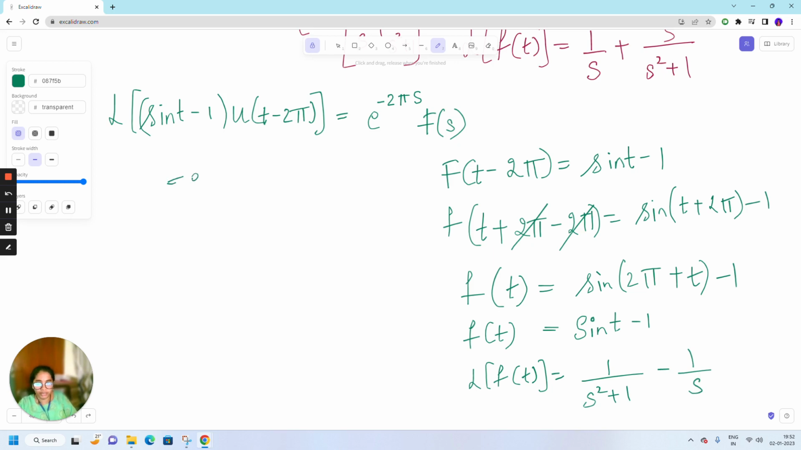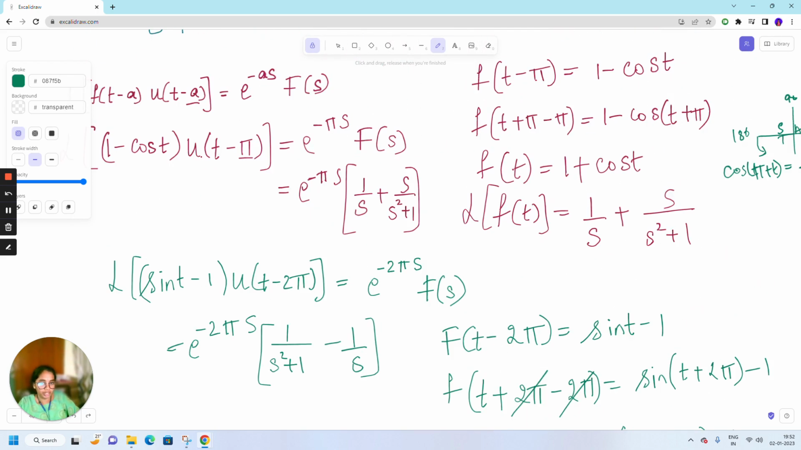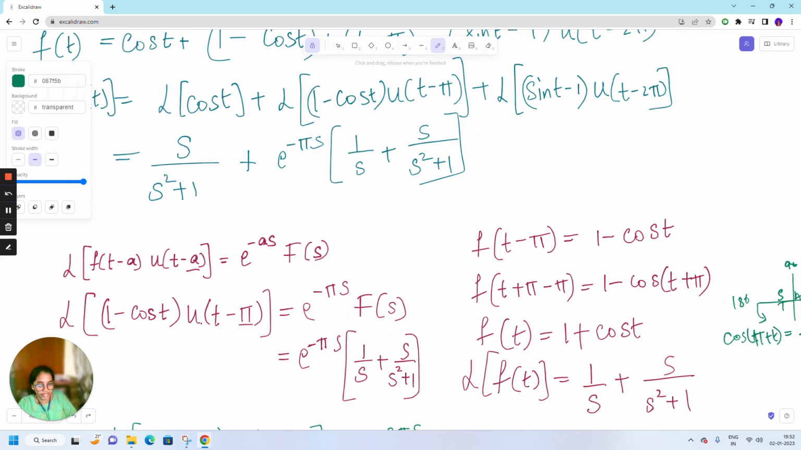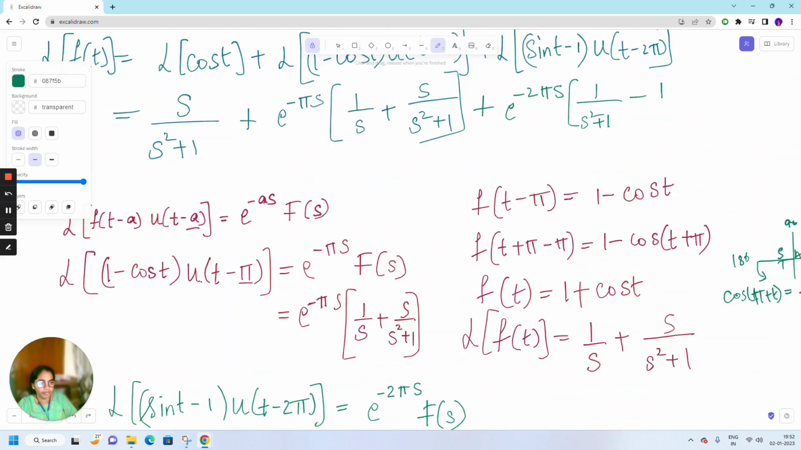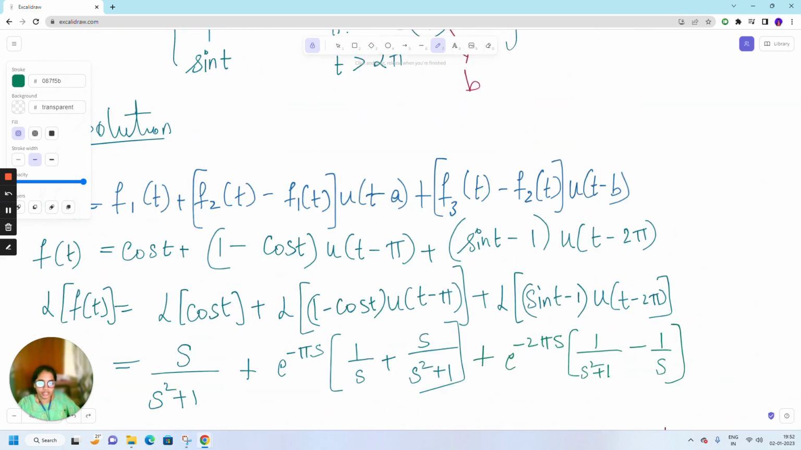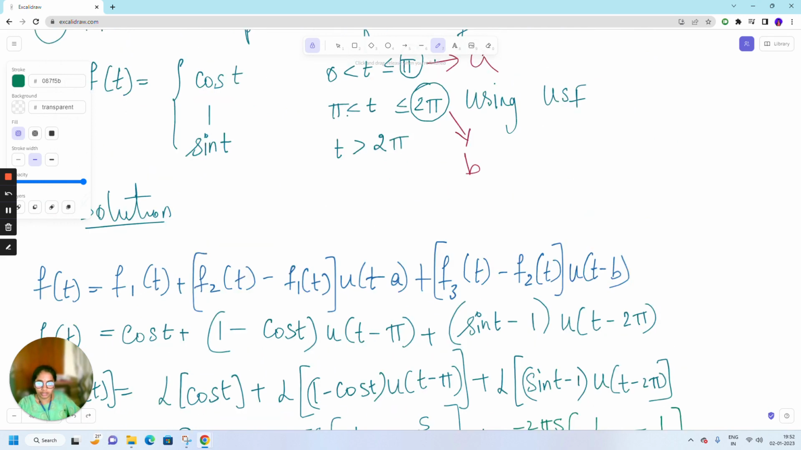So this would become e power minus 2 pi s into 1 divided by s square plus 1 minus 1 divided by s. Okay, let me substitute that in our problem. I would have to write here e to the power minus 2 pi s into 1 divided by s square plus 1. Was it minus or plus? It was minus 1 divided by s. Okay, so this is our Laplace transform using Heaviside function.